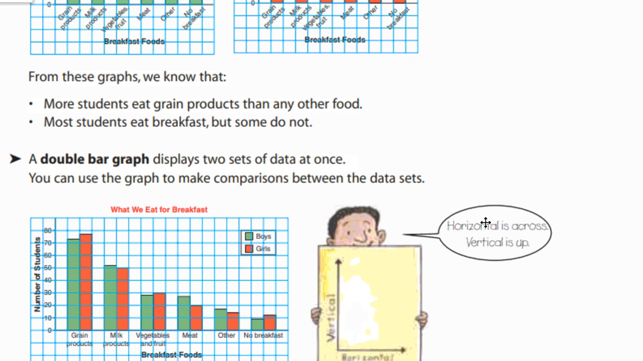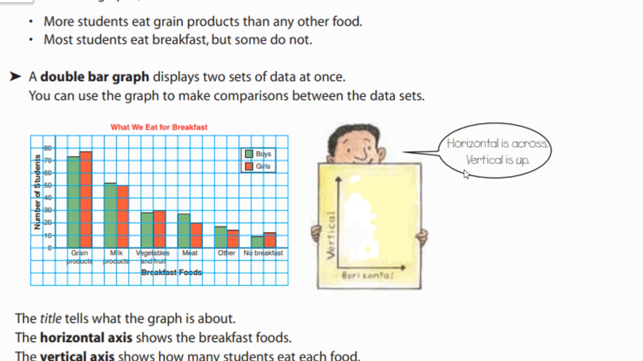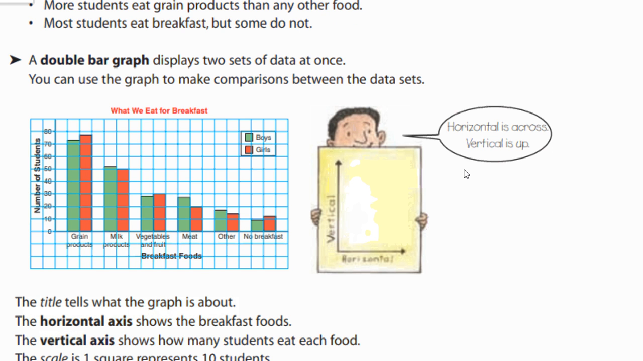A double bar graph displays two sets of data at once. You can use the graph to make comparisons between the data sets. So horizontal is across and vertical is up. We're going to talk a little bit about that. So when I look at the graph like this and I have it color coded, it's a lot easier to see which group eats more of each of those types of breakfast foods.